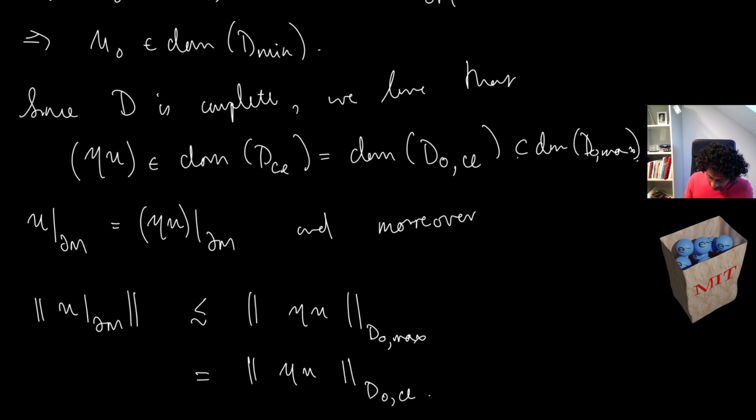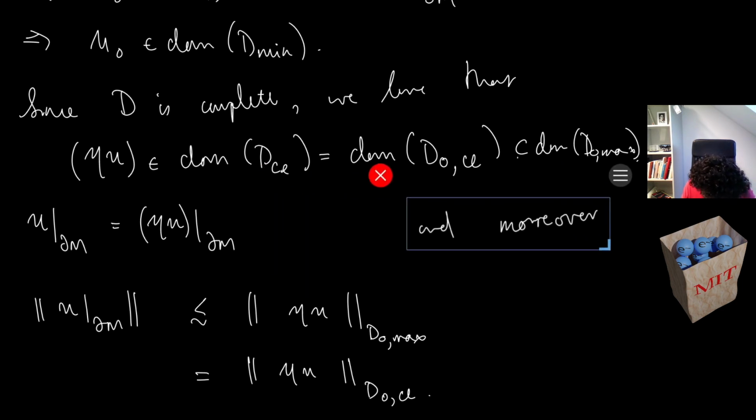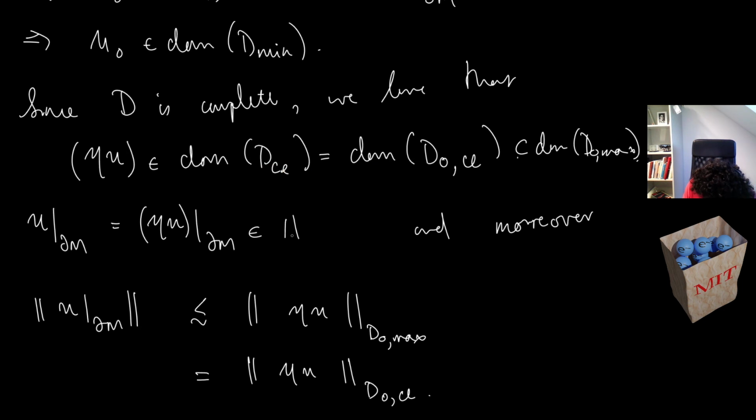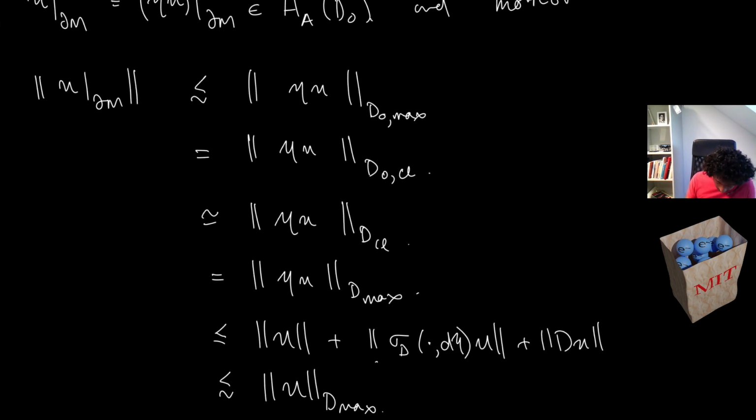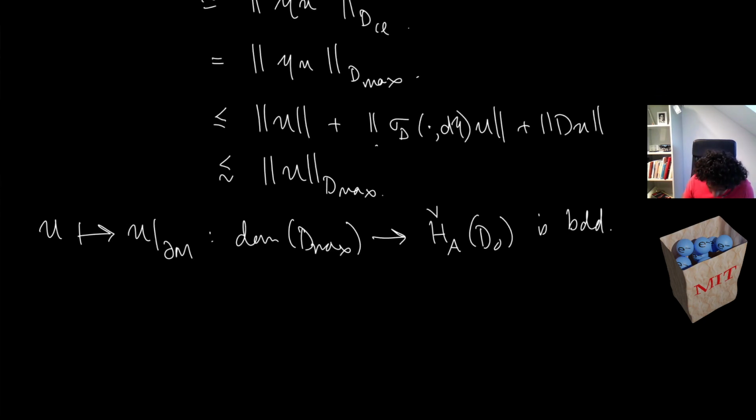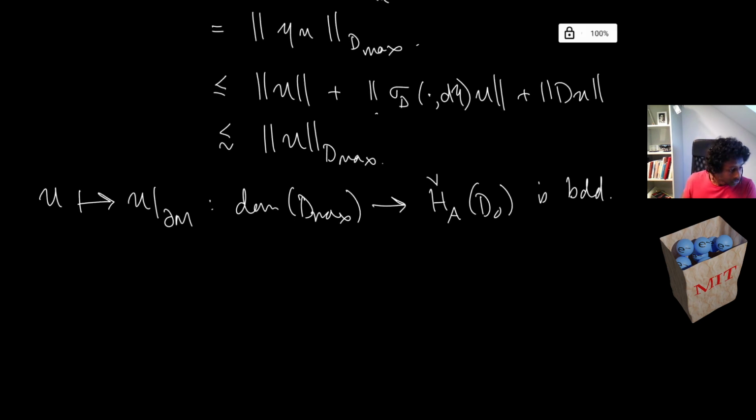Okay, so that's what we show here. So eta U is contained in the model problem. We restrict, so I should say that this restriction now is trivially in H check A of D naught, right? Because we're taking the restriction in this D naught max with respect to D naught max. Okay. So now, yes?